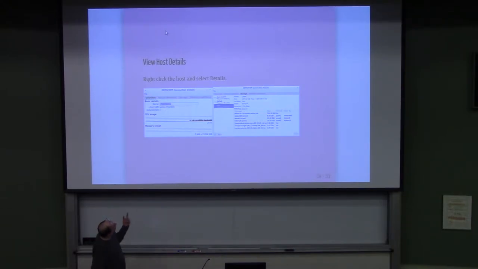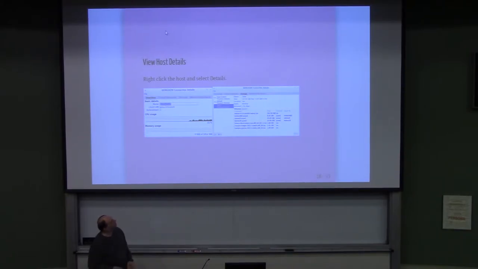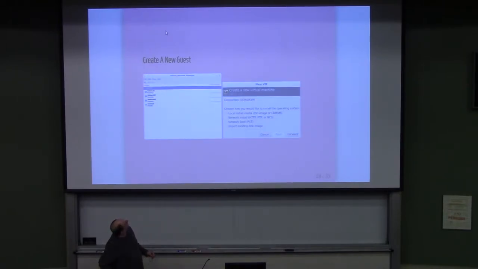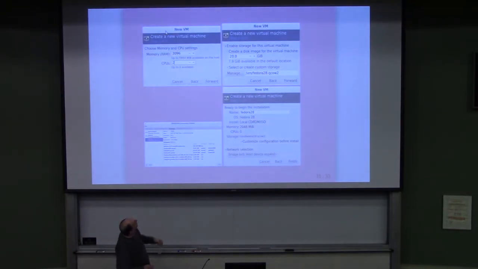So once you're in Virtual Machine Manager, you can go look at some of the properties of your host, look at your little CPU usage thing, and you can click over to the storage tab, and you can see the pools you define and the images you've got. And then you can go create a new guest. You get a screen like that. Install something locally. Nice, pretty pictures. And eventually, you follow through everything.